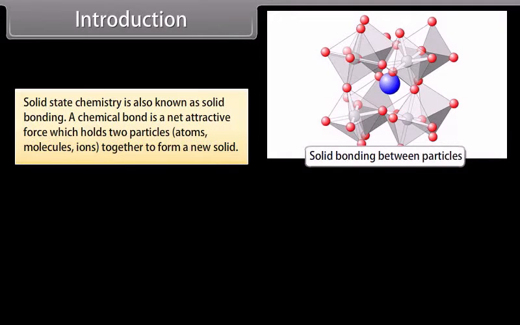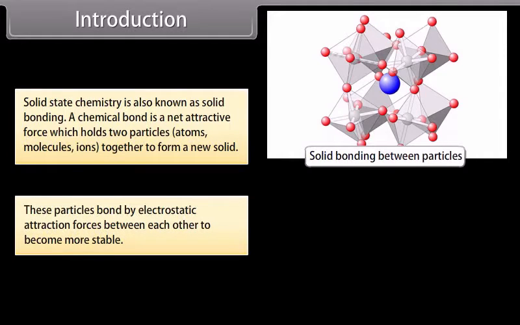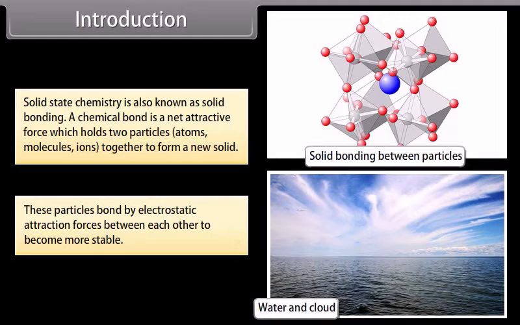Solid-state chemistry is also known as solid bonding. A chemical bond is a net attractive force which holds two particles, atoms, molecules, or ions together to form a new solid. These particles bond by electrostatic attraction forces between each other to become more stable. Think about it. If you're not solid, you will be nothing, not even water or cloud, thanks to solid bonding.